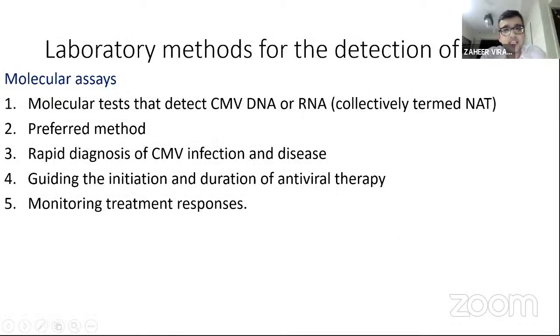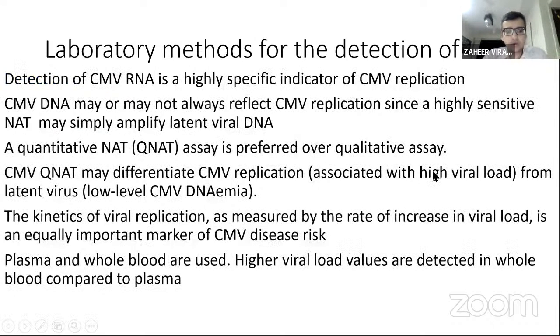So now how do you detect CMV? You have molecular tests, and these are the preferred tests. And when I mean by molecular test, I mean the CMV DNA or RNA, which are the nucleic acid tests. This is the preferred method because you get rapid diagnosis. One can monitor the treatment response, and also this will help in guiding the duration of therapy. So the CMV RNA is actually very highly specific, but unfortunately is not available for clinical practice. So we end up doing the CMV DNA, but this might not always reflect active infection. It could also be a latent viral DNA.